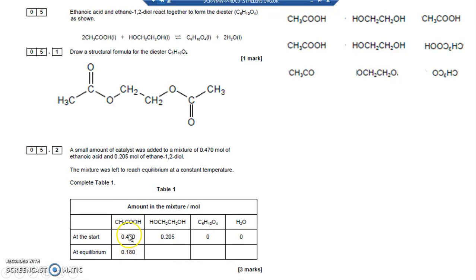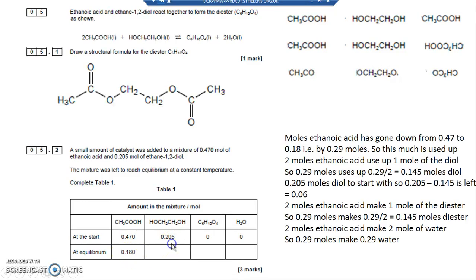So my first step is to work out how much has been used up. If I take 0.470 and subtract 0.180, I can work out that 0.29 moles of ethanoic acid have been used up. Every time 2 moles of ethanoic acid are used up, it reacts with 1 mole of ethane 1,2-diol. So 2 moles of my ethanoic acid react with 1 mole of my ethane 1,2-diol. So if I've just used up 0.29 moles of ethanoic acid, I must have used up half of that amount of the diol: 0.145 moles of this must have been used up.